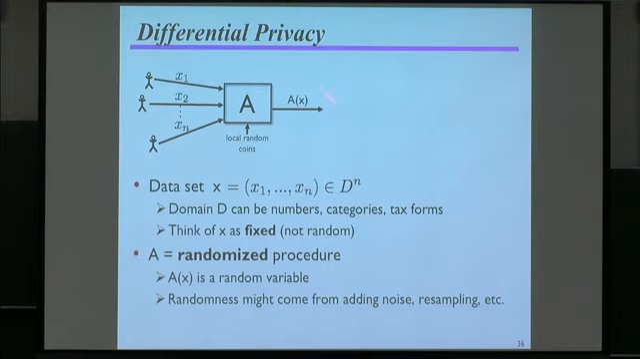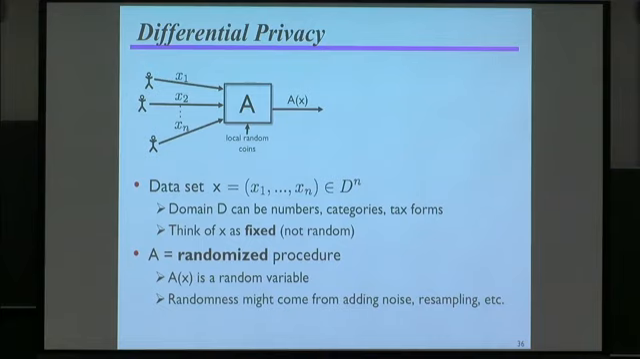So we're back to our picture earlier. We've got some sort of central algorithm that's going to process a data set. We'll think of a data set as just a list of items in some domain. So it could be a list of numbers. It could be a list of categorical variables. It could be something complicated like tax forms. But I've got one of these for each person in the data set. And for now, I'll think of X as a fixed thing, not a random quantity. So we're not going to rely on any randomness in X.